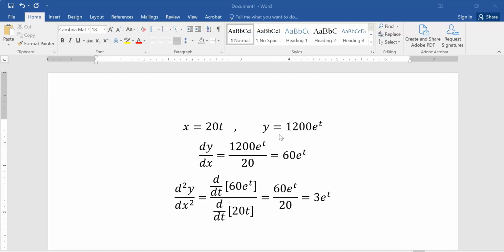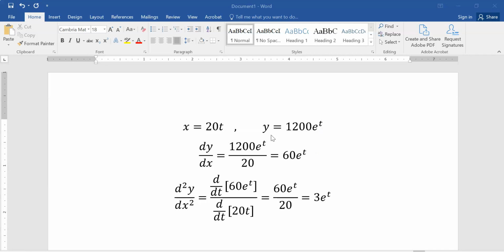So x is 20t, y is equal to 1200 e to the t. When you take the derivative of y with respect to x, you take the derivative with respect to t of 1200 e to the t, and you get back 1200 e to the t. The derivative of x with respect to t is 20. So you go 1,200 e to the t divided by 20, and you end up with 60 times e to the t power. It's real nice that the derivative of e to the t is e to the t.